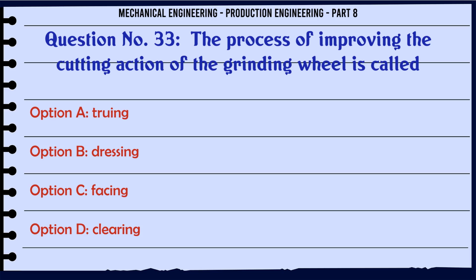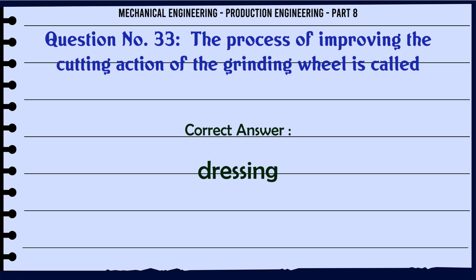The process of improving the cutting action of the grinding wheel is called A. Truing, B. Dressing, C. Facing, D. Clearing. The correct answer is dressing.